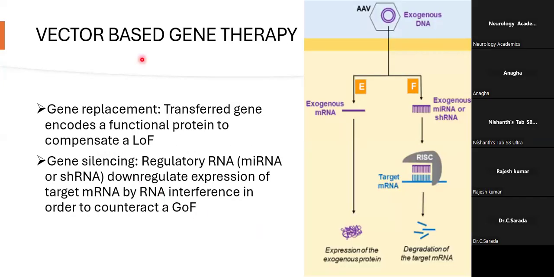So as we have mentioned, gene replacement therapy uses vectors for transmission of the gene into the cells. This vector-based gene therapy can function with gene replacement or gene silencing. In gene replacement, the transferred gene encodes a functional protein that compensates for the loss of function. In case of gene silencing, the regulatory mRNA downregulates the expression of target mRNA by RNA interference in order to counteract the gain of function mutation.